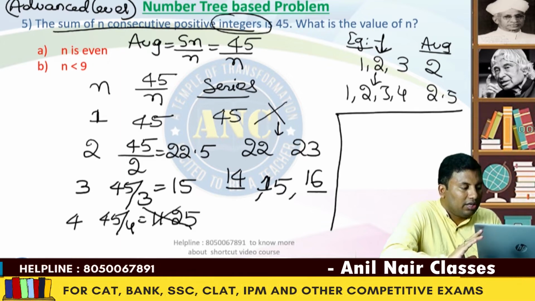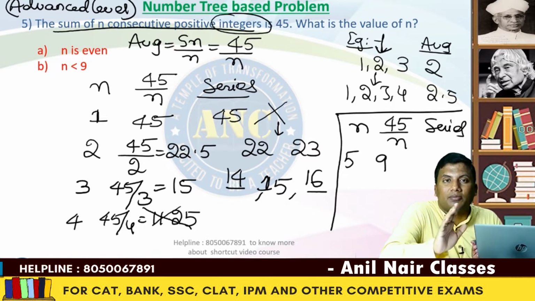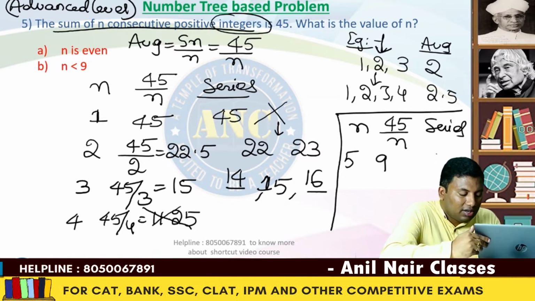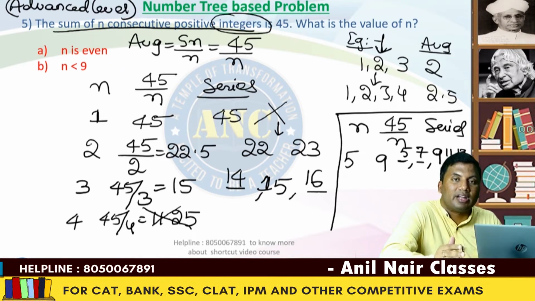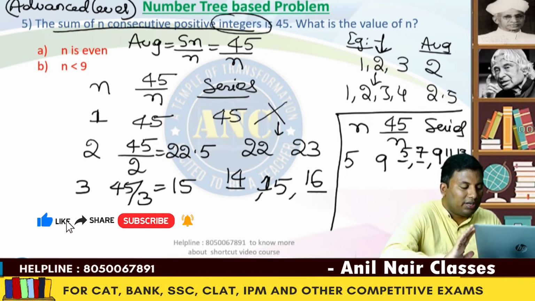Next one, n. 45 by n and series. n value 5. 45 by 5 is 9. 5 terms are there. 5 terms is odd. Middle value is 9. 2 before, 2 after. 7, 8, 9, 10, 11. I hope it is clear.